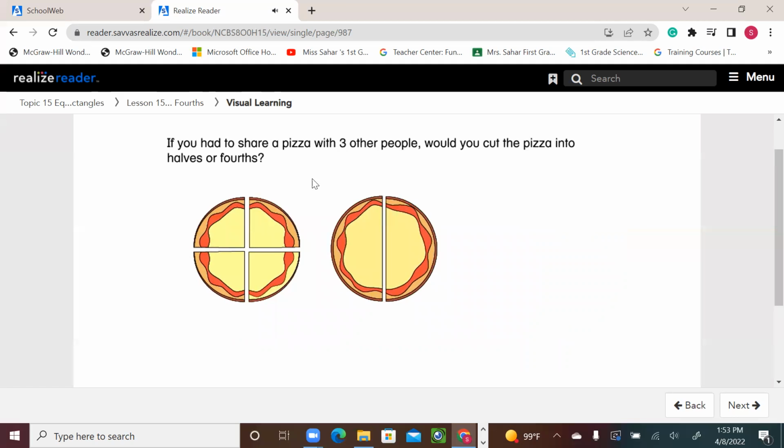If you had to share a pizza with 3 other people, would you cut the pizza into halves or fourths?